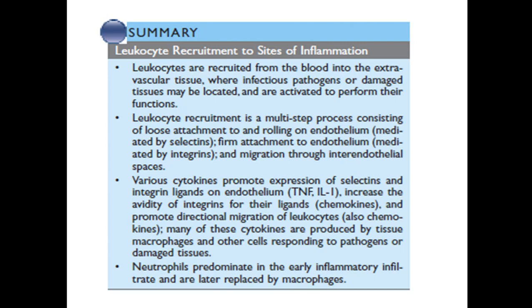And these inflammatory mediators, along with other cells, are produced by the tissue macrophages and other inflammatory cells that respond to the pathogens. And we said that in acute inflammation, the predominant cells, the initial first line cells attacking the invading agent, are neutrophils, but later on they are replaced by mononuclear cells, lymphocytes, monocytes and macrophages.